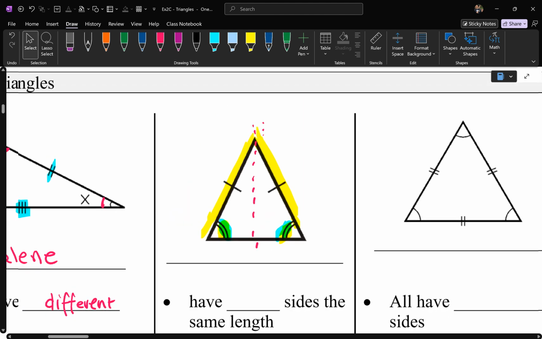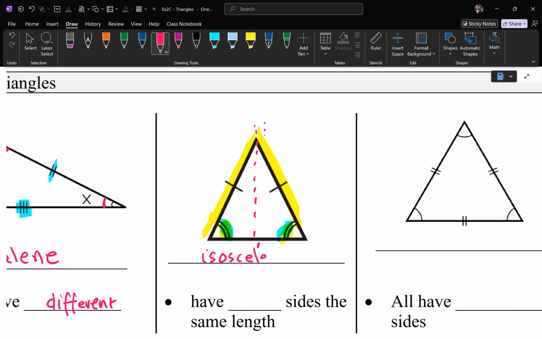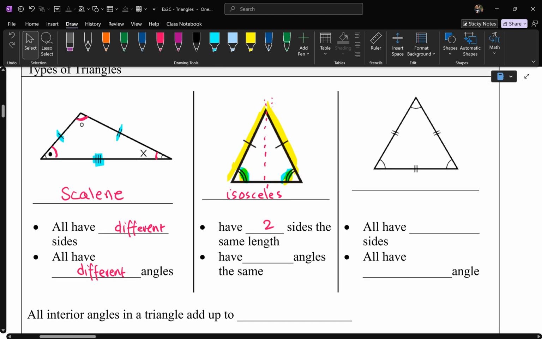Yes, anyone know how to spell it? Colleen? Very good. Isosceles. Isosceles triangles have 2 sides the same length and have 2 angles the same.